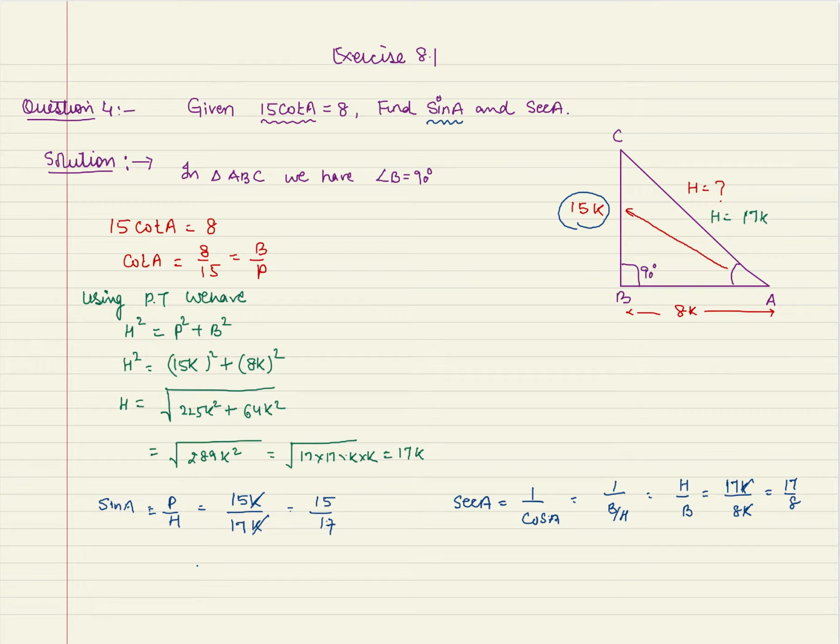So you are left with the answers like this. You can write the answer to the question now. Sine A is equal to 15 by 17 and secant A is equal to 17 by 8. So this is the answer of the question. So now we will go for the another.